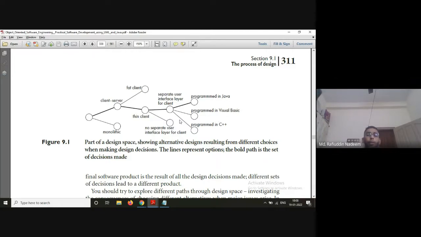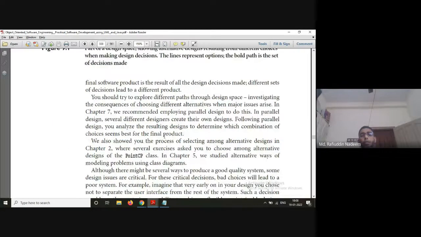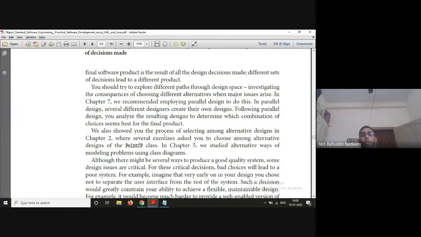So this all depends upon the solution, the option which you are choosing here. Different sets of decisions lead to different products. Now you should try to explore different paths in the design space, investigating the consequences of choosing different alternatives when major issues arise. As I told you, in the design space different design alternatives have been specified. Now you need to go through the design space and think about which alternative is best.